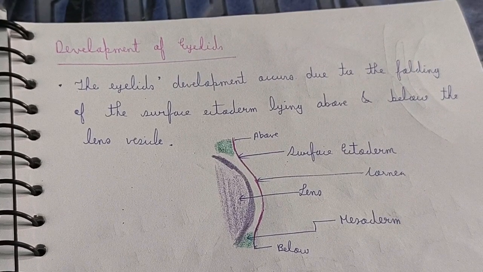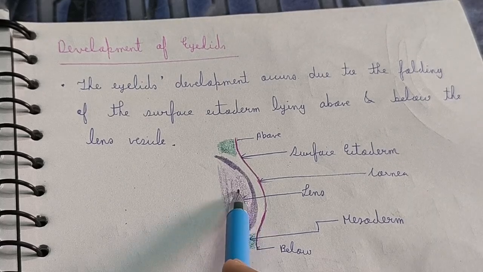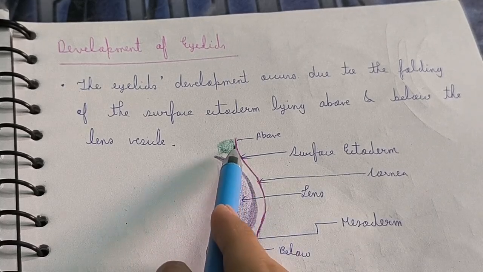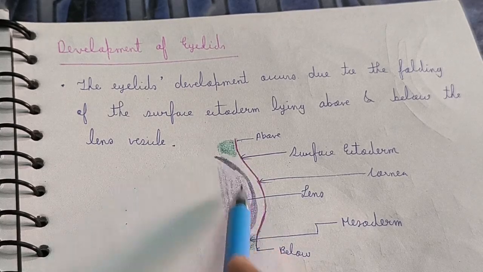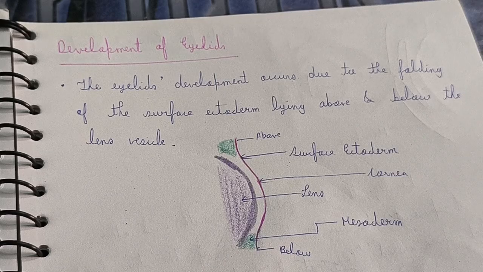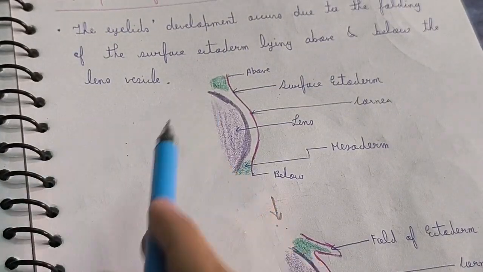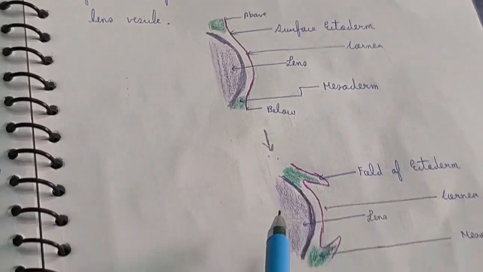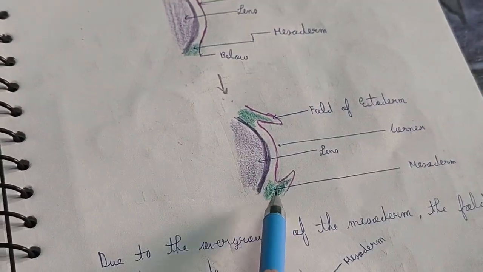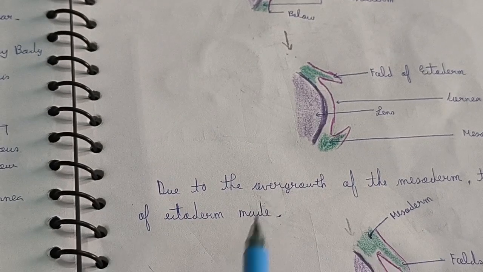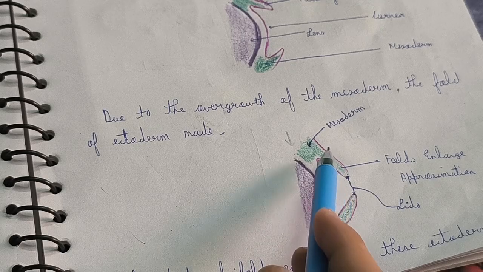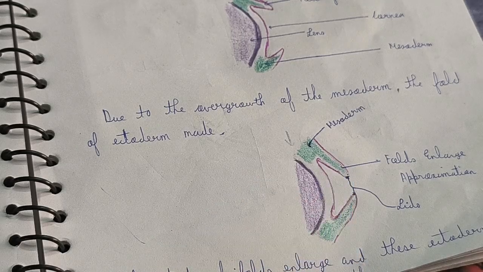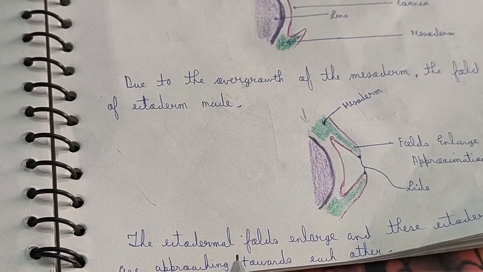So let's discuss the development of eyelids also. First of all, this is the lens vesicle, this is the cornea, and this is the surface ectoderm above the cornea, and this is below the cornea, and these two structures are responsible for the formation of eyelids. This is the mesoderm also. Due to overgrowth of this mesoderm, you can see folding of ectoderm occurs. As a result, these folds approach towards each other. So I have written that ectodermal folds enlarge, and these folds are approaching towards each other.